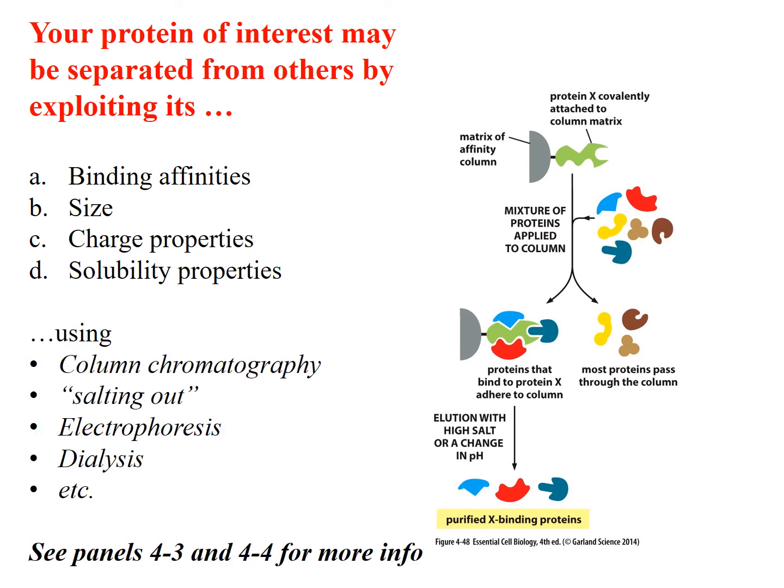Some of the techniques by name would be column chromatography, salting out, electrophoresis, dialysis, and there are many other possible ways of exploiting these properties as well. In your textbook, for more information, you may want to look at panels 4-3 and 4-4 at the end of the chapter.